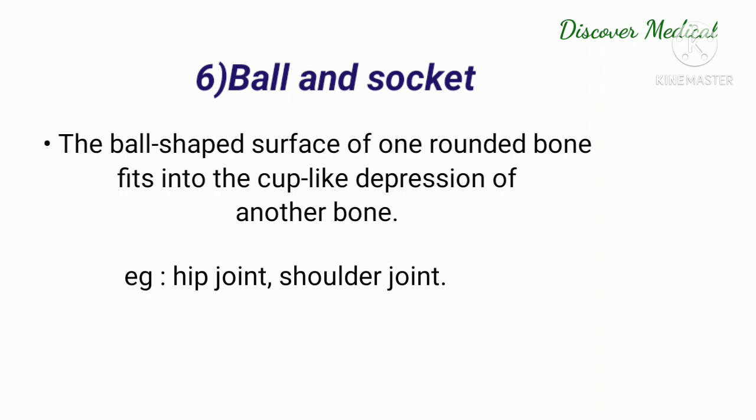Ball and socket. The ball-shaped surface of one rounded bone fits into the cap-like depression of another bone. For example, hip joint and shoulder joint.